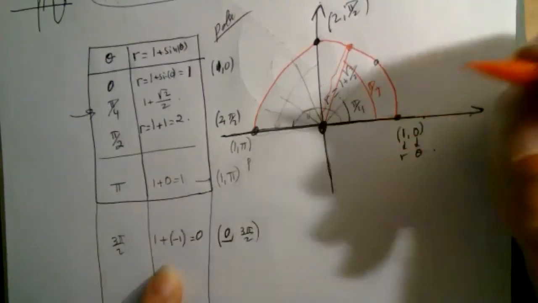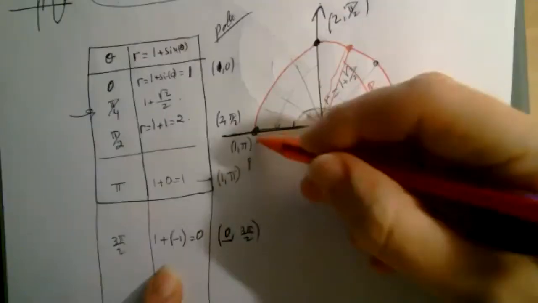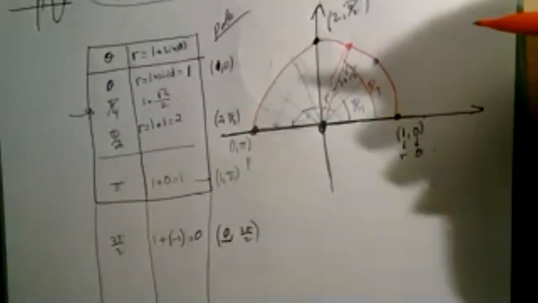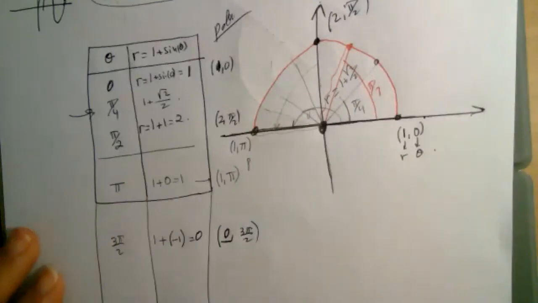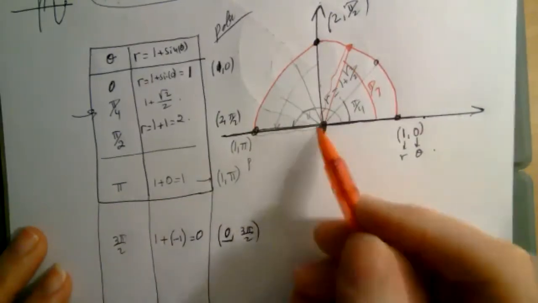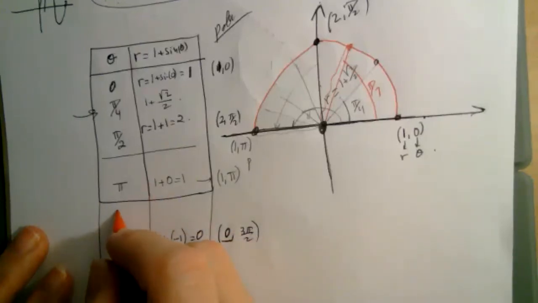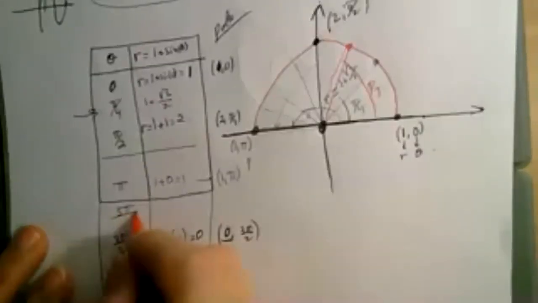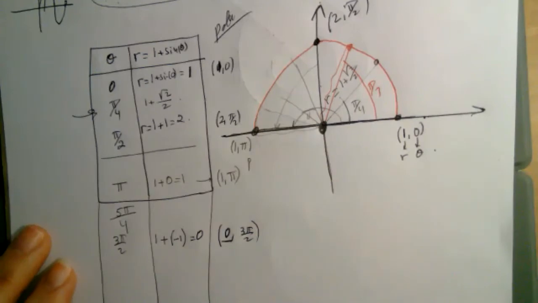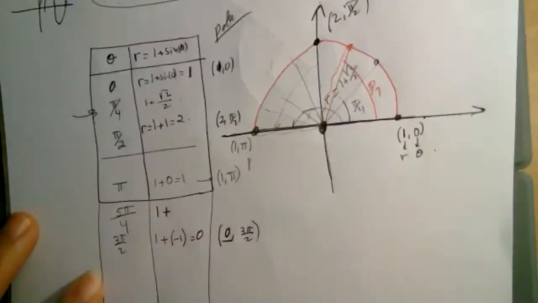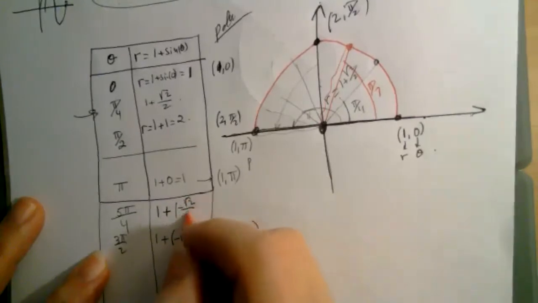But this is really very unsettling. What's really going on in between? For this, I need at least one value in between to know what's happening. One value in between would be 5 pi over 4. Those are easy values. And I will have 1 plus the sine of 5 pi over 4. If you remember, it will be minus square root of 2 over 2.